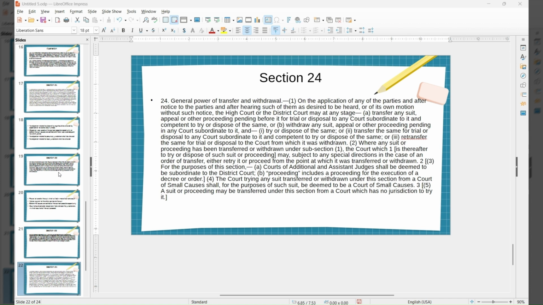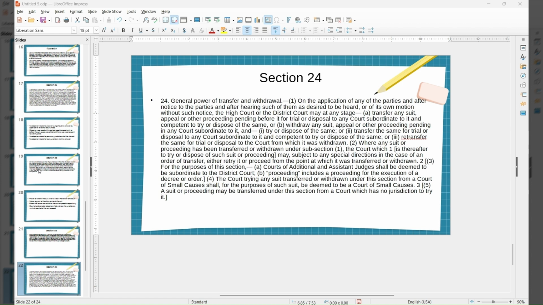Subsection 4 talks about cases transferred from a small causes court. If a case is transferred from a court of small causes, when a transfer application is made by either of the parties, and the suit has moved from the small causes court, then the court to which it is transferred is treated like a small causes court only. But only for that particular suit, not for other suits. This ensures consistency in how the case is handled.